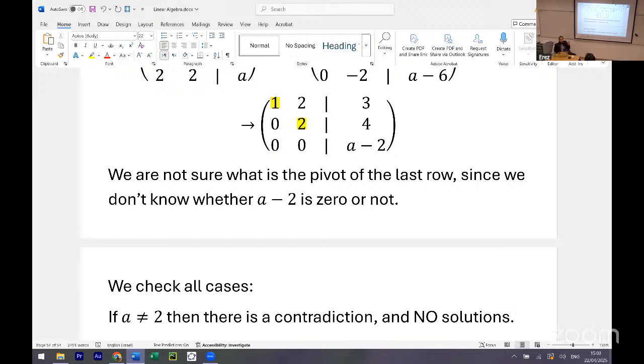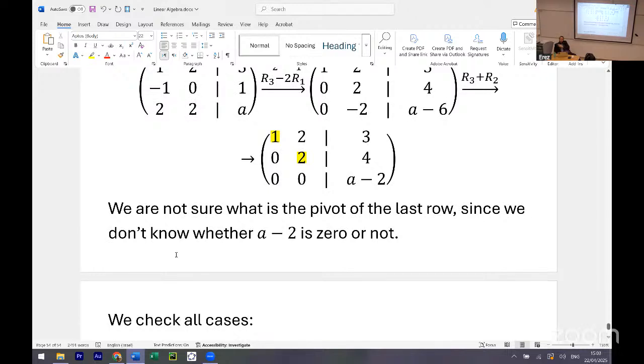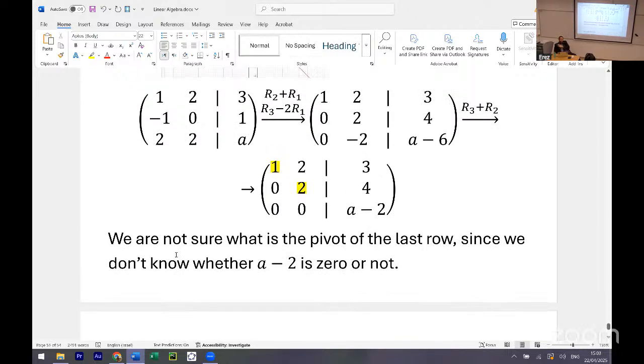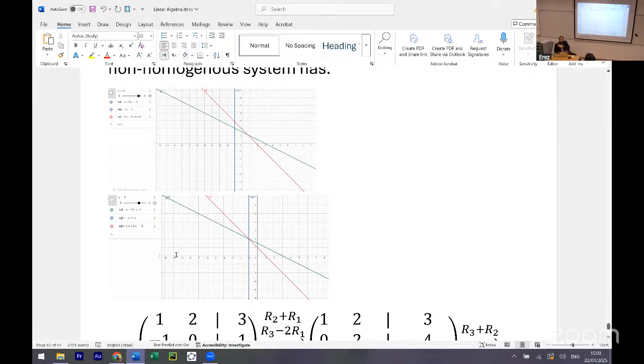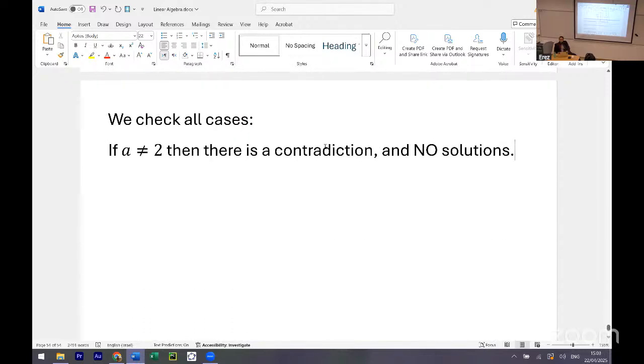And if you remember what happened just a few moments ago in the GeoGebra, that's exactly what we saw in our experiment. When A was different than 2, there was no solution to the system. There is no common solution to all 3 equations. However, if A equals 2, we plug it in.